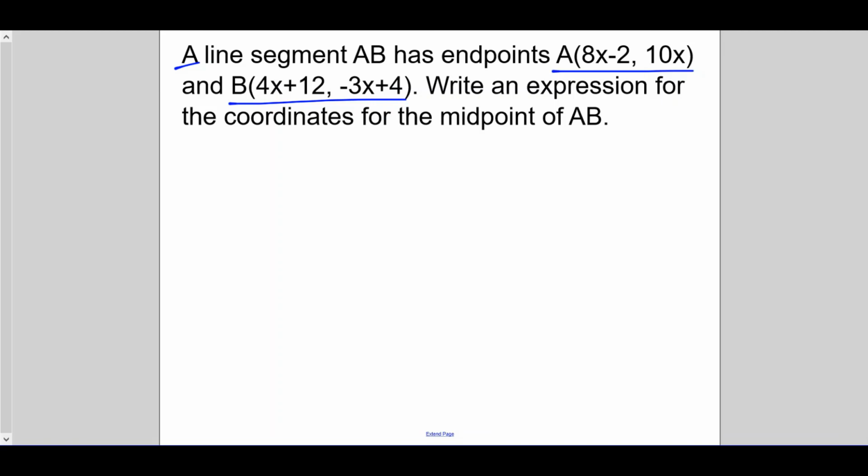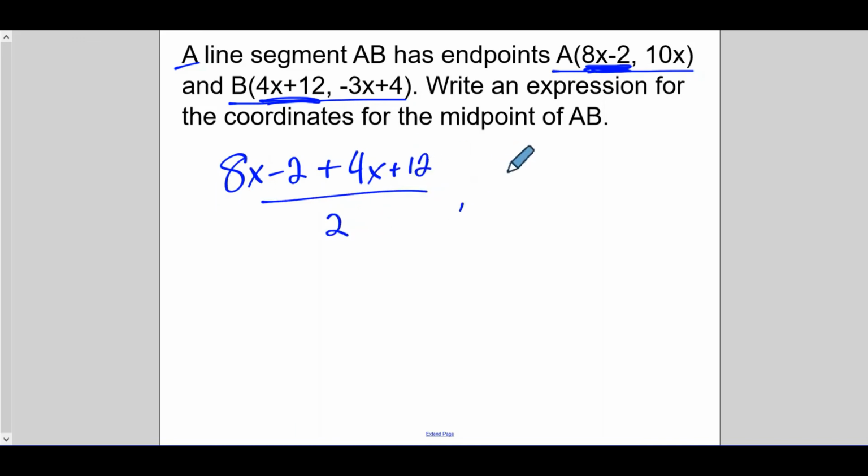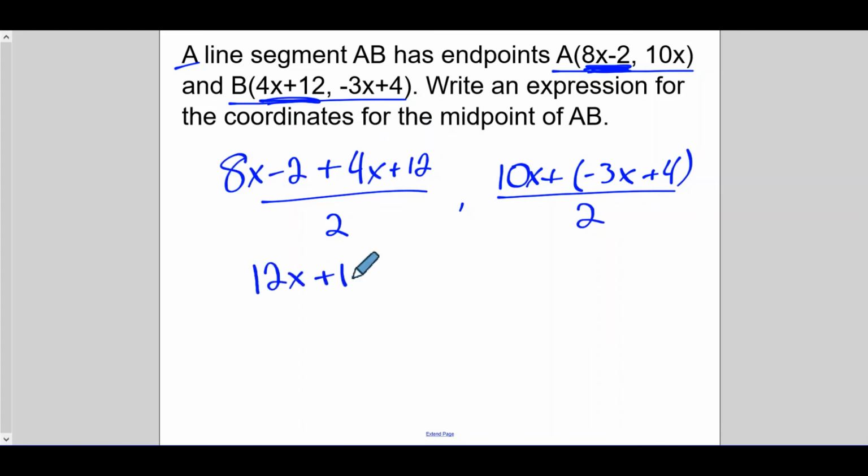So again, I'm thinking about this as the average of these two coordinates, where I'm adding these two expressions together. 8x minus 2 plus 4x plus 12 divided by 2, and 10x plus, I'm going to put this in parentheses, although you don't really need to, negative 3x plus 4. So I'm going to combine like terms and then simplify as much as I can. Combining like terms on the top here, I would get 12x plus 10 divided by 2.